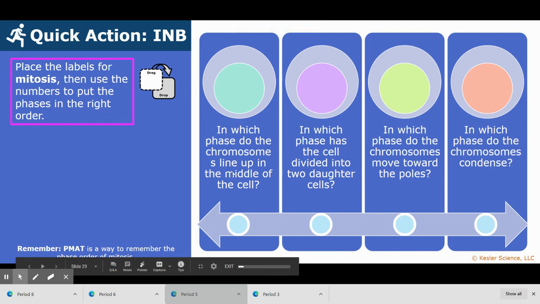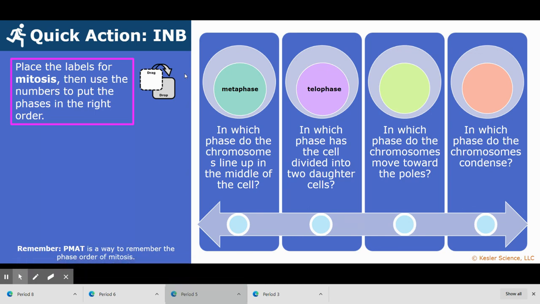Okay, so in which phase do the chromosomes line up in the middle of the cell? Remember, middle starts with M, and so does metaphase. In which phase does the cell divide into two daughter cells? When we have two separate cells, that's at the end, and that's the T part, telophase. In which phase do the chromosomes move toward the poles? When they start to move apart from each other, that's anaphase. And in which phase do the chromosomes condense? That's at the beginning, that's in prophase.